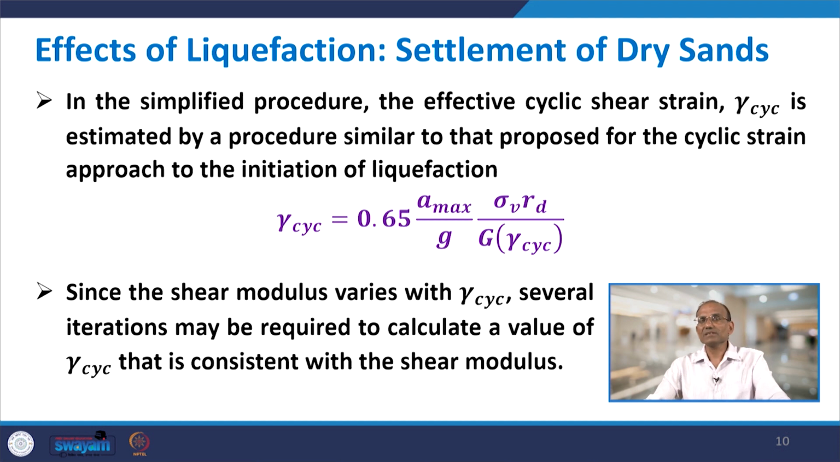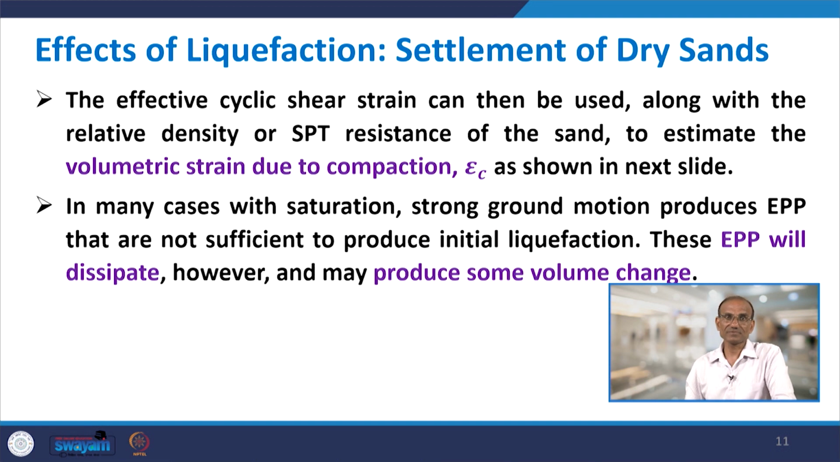So, gamma cycle is given from this relation, 0.65 Amax by G. This relation we already discussed, and this is an iterative relation, because on the right hand side also the value of shear modulus G is a function of cyclic shear strain, which is not known. So, what we do? We start our iteration assuming G equal to G max, then you find the cyclic shear strain, and whatever cyclic shear strain is found, then update the value of shear modulus G corresponding to that cyclic shear strain, and this process continues.